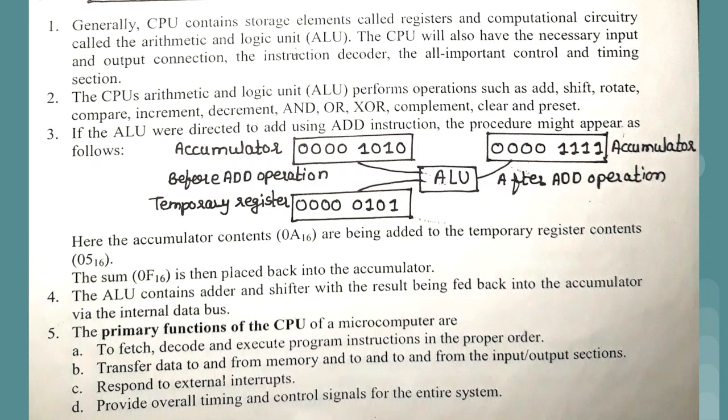Then we have the third function, that is, give an appropriate response to externally produced interrupts according to their priority. So the interrupt-related point is there, and the fourth point which we have seen is to provide proper control and timing signals to the whole system according to the instructions. So these are the four primary functions of the CPU as well as the microprocessor.